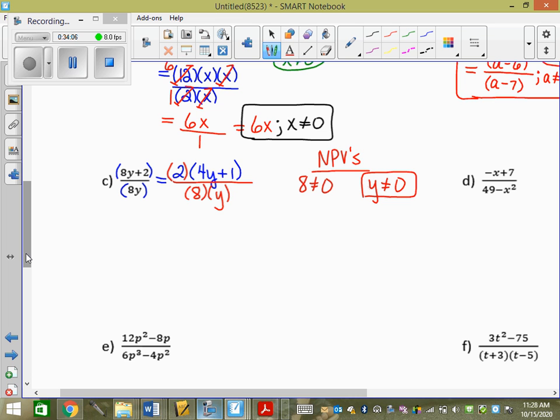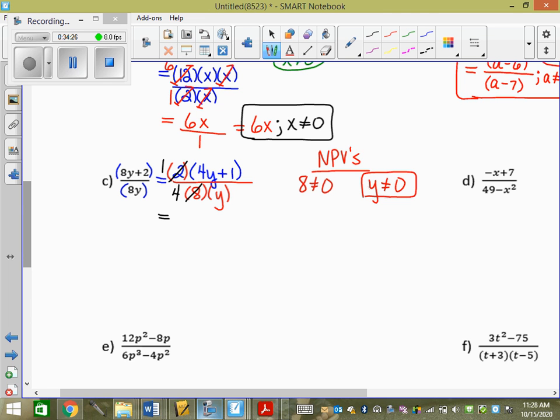Y. Do I have a y on the top? Nope. That's staying, right? The only thing that you can get away with not doing one for one is numbers that are in brackets by themselves. So there's the 2 and the 8. Can I take anything out of it? Take out a 2. 2 divided by 2 is 1. 8 divided by 2 is 4.